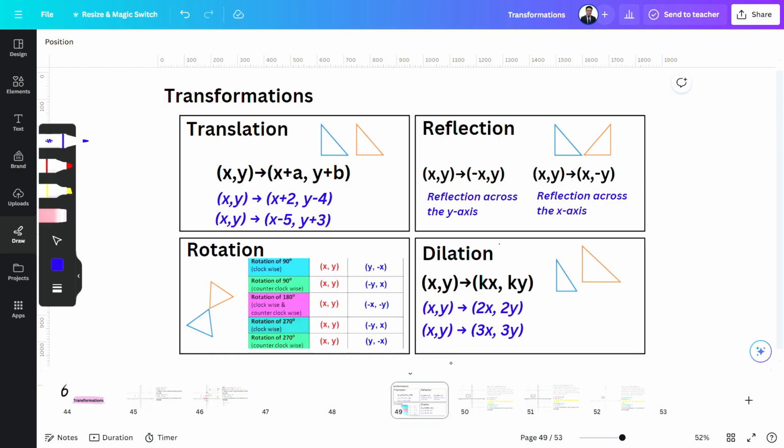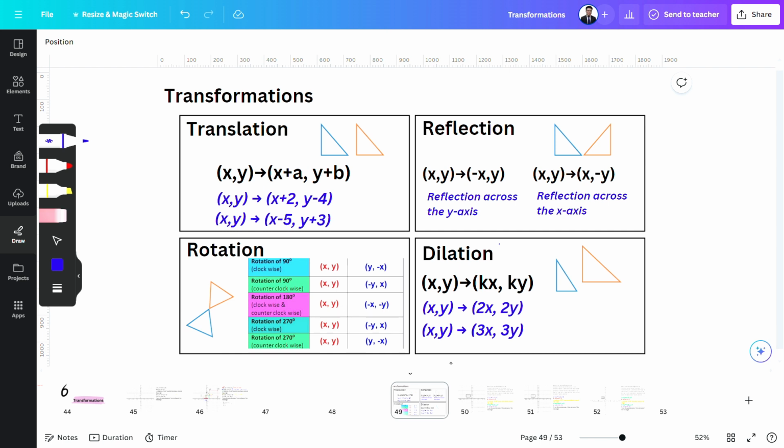Okay, so in this video, we'll be discussing transformation. And actually, this discussion here will already be the summary of transformation. So we have four: translation, reflection, rotation, and dilation. Okay, so let's first go with our translation.